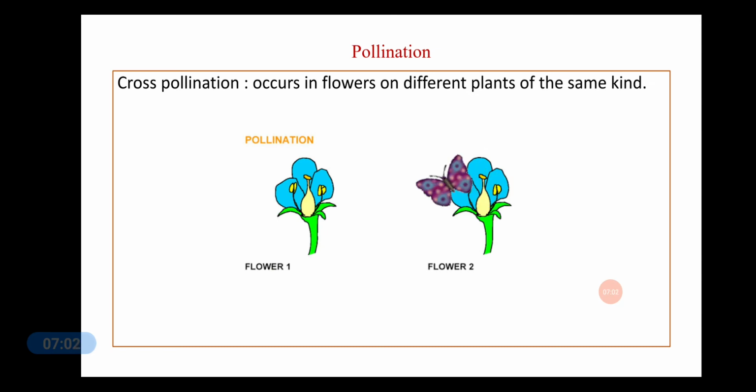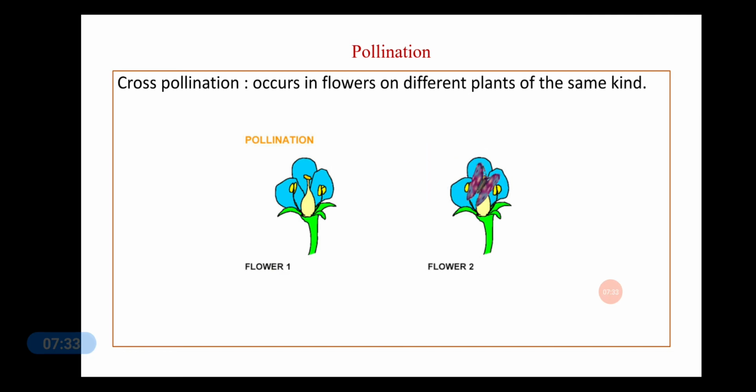Cross-pollination. Now, cross-pollination occurs in flowers which are present on different plants but of the same kind. Now, if you think that a rose plant and a hibiscus plant can cross-pollinate, then you are wrong. Cross-pollination can occur only between flowers of the same species. That is, cross-pollination can occur only in hibiscus plants or only in rose plants.